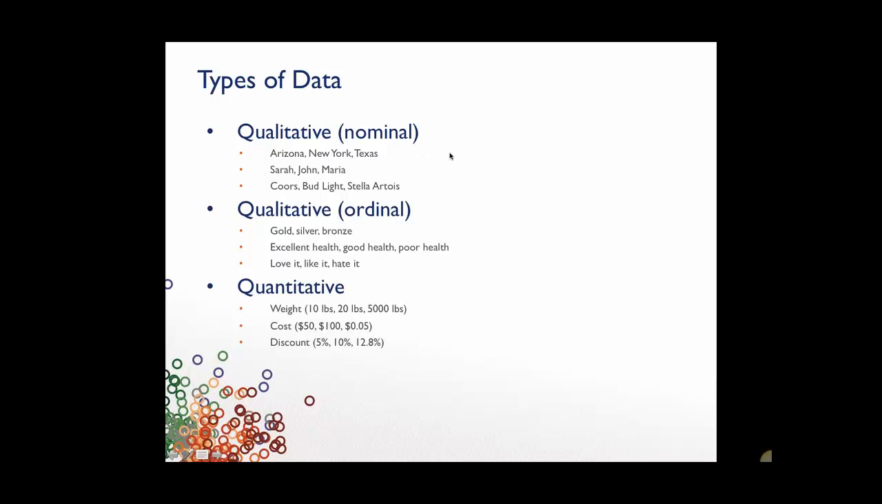And then you also have qualitative data that's ordinal. By that we mean that the categories have a relationship to one another. They can be ranked. So for instance, gold, silver, bronze. For survey data, things like excellent, good, poor, love it, like it, hate it. We know that one is better than the other, but we don't necessarily know by how much. You can't subtract like it from love it and get an answer. And then you have quantitative data, and that's the kind of data you would do math with. If you'd use it in an equation, it's quantitative data. In the Tableau product, we call the qualitative pieces dimensions, and we call the quantitative pieces measures.